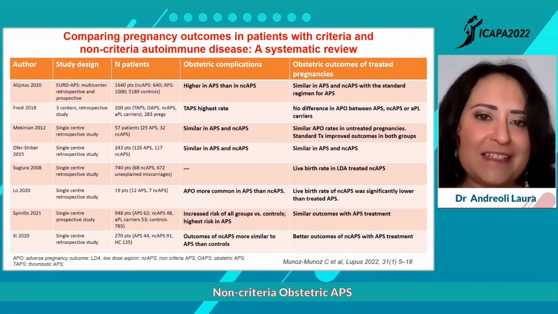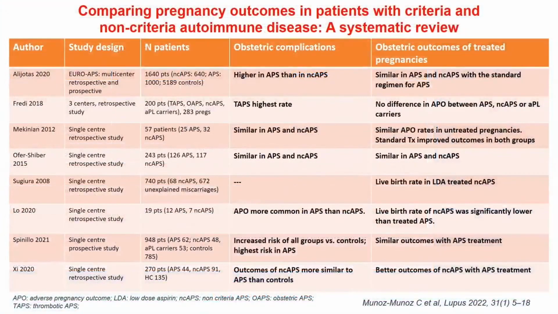So my task today was actually quite easy, thanks to this nice review of the literature. This systematic review went over the topic of non-criteria obstetric APS and made the comparison with criteria APS. As you can see, 8 studies were retrieved, and of course they were quite heterogeneous in terms of study design, number of patients, presence of healthy controls or not.